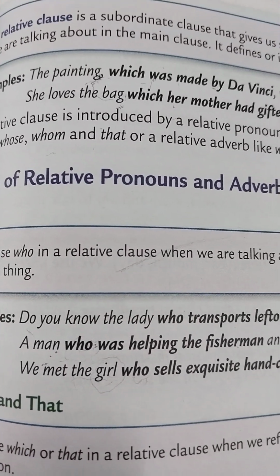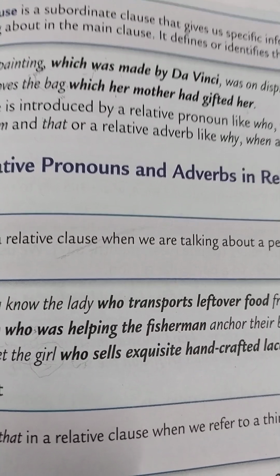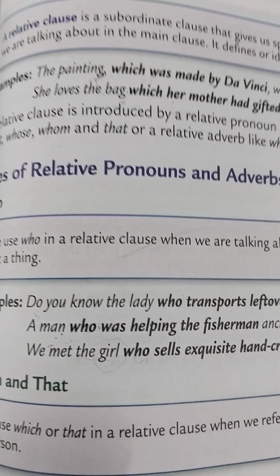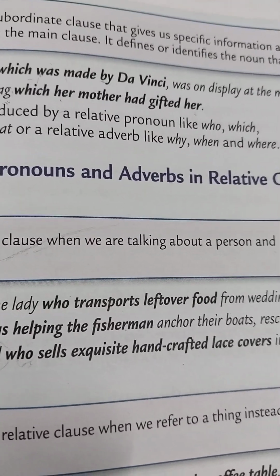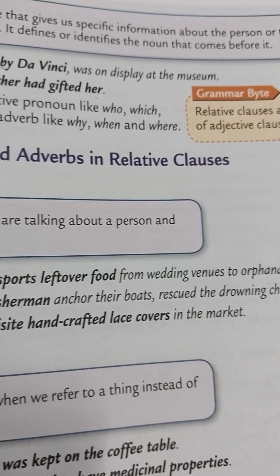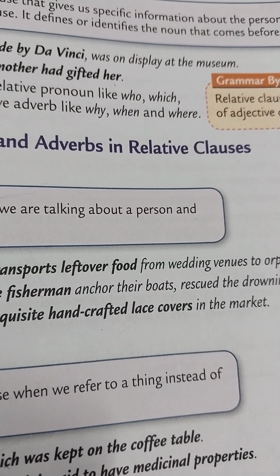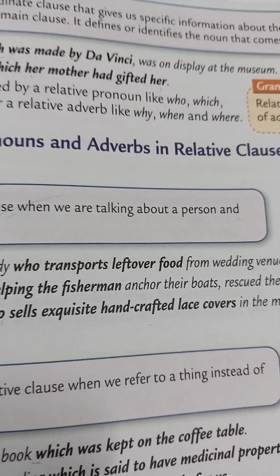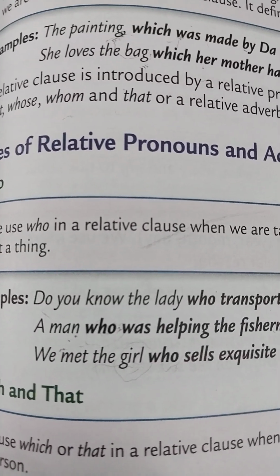So what is a relative clause? It is a subordinate clause, and it gives us specific information about the person or the thing we are talking about in the main clause. It defines or identifies the noun that comes before it. Let us understand this with the help of a few examples.